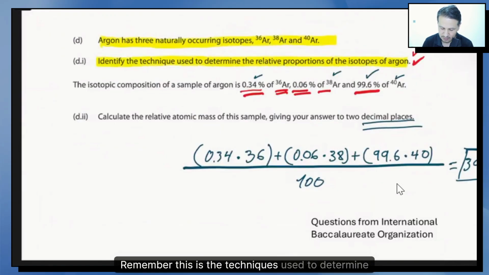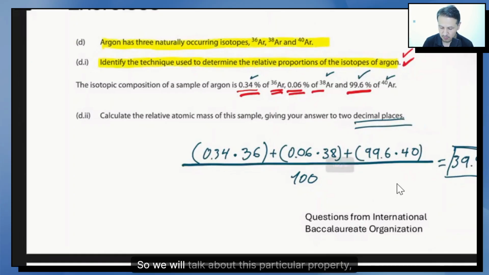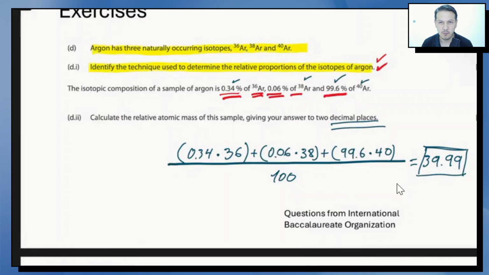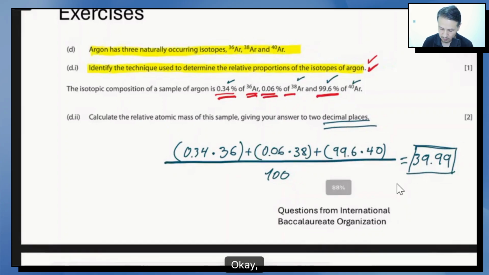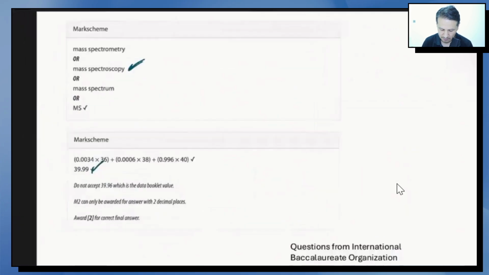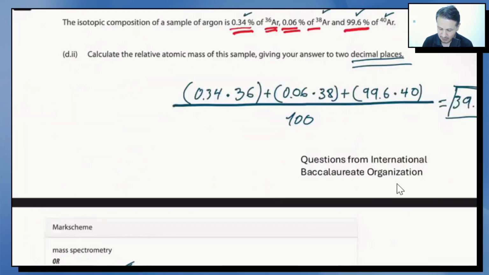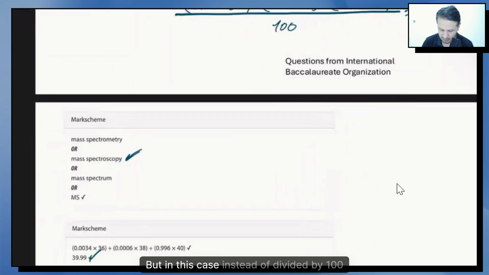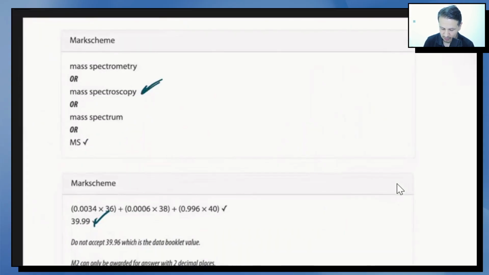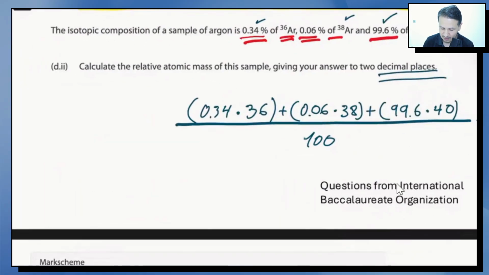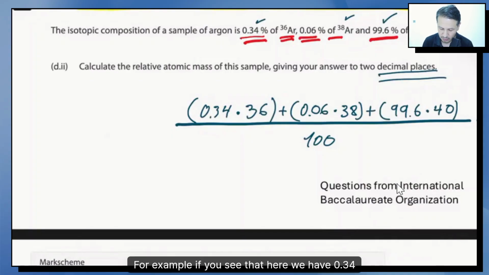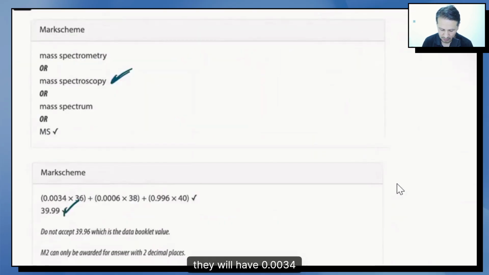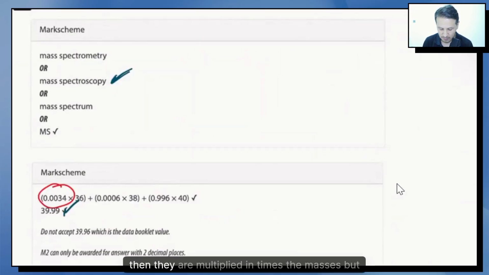Remember, this is the technique used to determine the relative proportion of the isotopes of argon. So we will talk about this particular technique in the future. Okay, so here we have 39.99, the answer that we got. But in this case, instead of dividing by 100, first they divide the abundance by 100. For example, if you see that here we have 0.34, they will have 0.0034. And then they multiply it times the masses, but it's exactly the same.